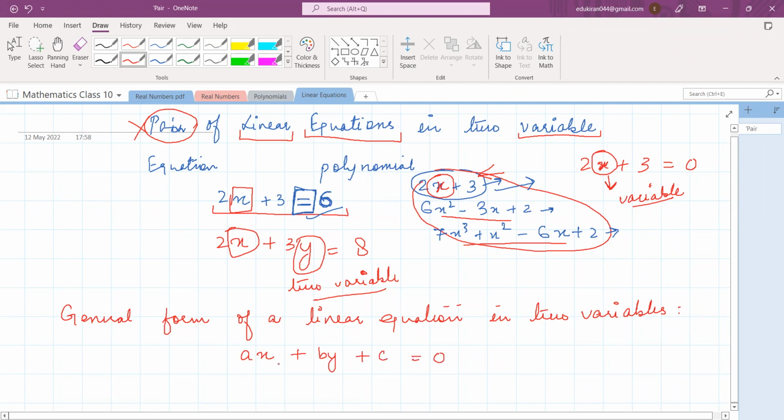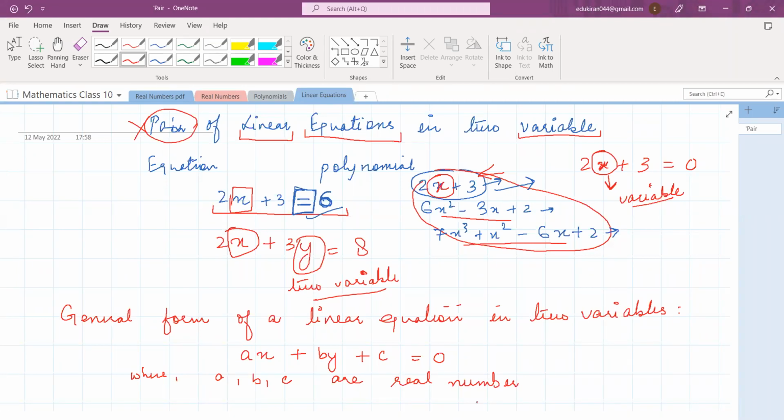So it has two variables, and a, b, c are coefficients, where a, b, c are real numbers. Understand? Real means they can be rational numbers. They can also be irrational numbers, I mean, they can be under root 2, under root 3 kind of numbers. And also they can be rational, so they can be fractions, decimal numbers, or negative numbers. Any kind of number they can be.